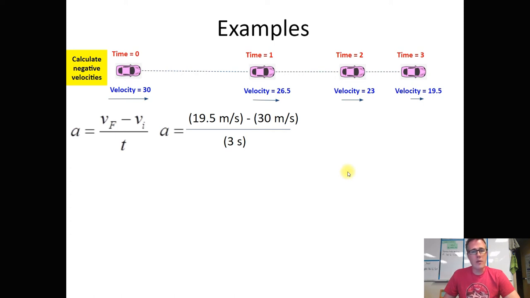Then again, we just go to our calculators. 19.5 minus 30 is going to give us a negative number. Then we divide that by 3. When we simplify, we get negative 10.5 over 3. And our acceleration is a negative 3.5 meters per second per second. In other words, we were taking away 3.5 from the velocity every single second of this story.